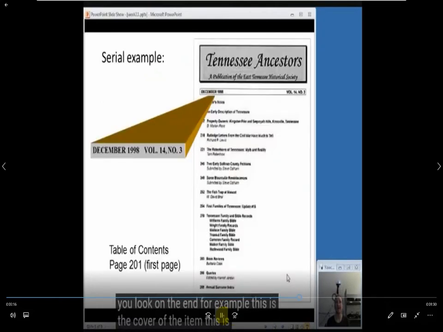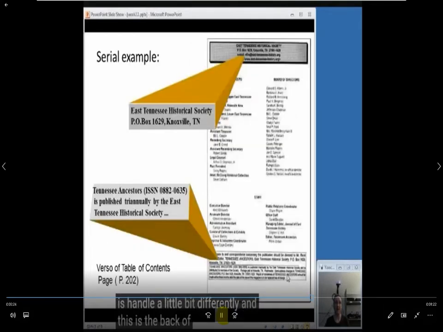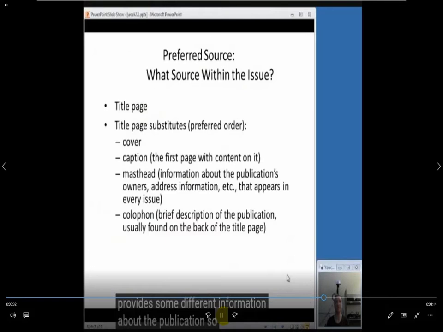This is the table of contents, which has a slightly different subtitle, and the enumeration is handled a little bit differently. And this is the back of the title page, which provides some different information about the publication. So we need to determine what's the preferred source of information. That's the terminology used in RDA. The preferred source is the title page.